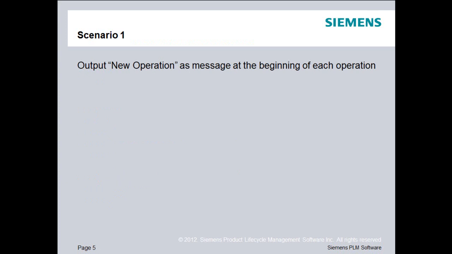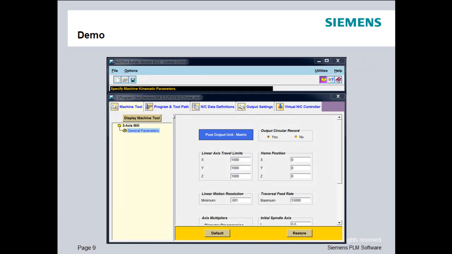So in our first scenario, we want to output the words NEW OPERATION in all caps as a message at the beginning of each operation. Let's get started.